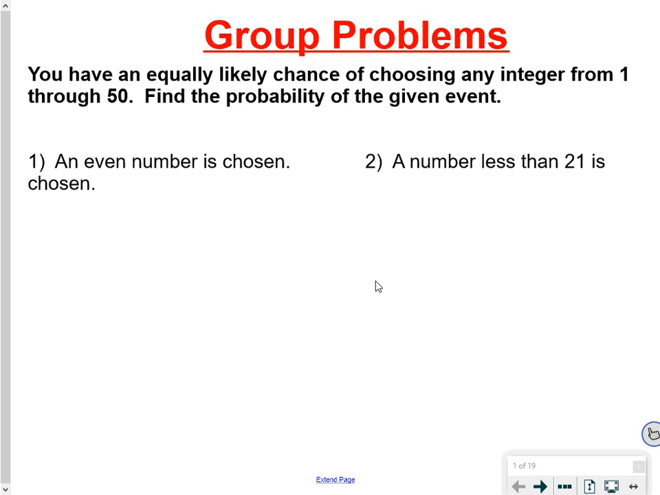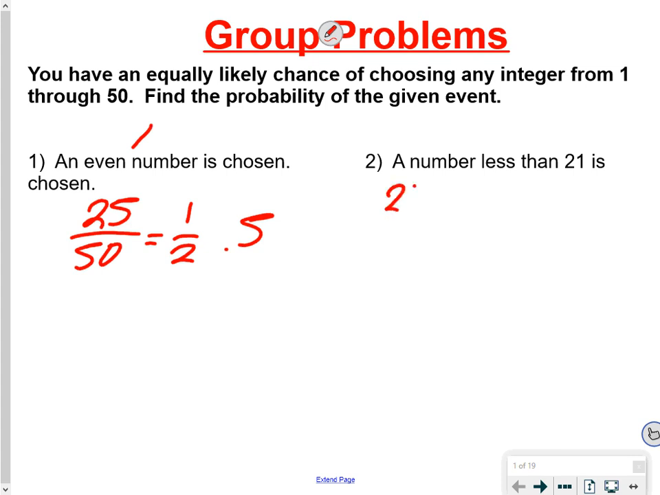Okay, so if we take a look at these two review problems, we want to find the probability that a randomly selected number between 1 and 50 is even. That's the amount of even numbers between 1 and 50, which is just going to be 1/2. So that's what we get when we simplify: 1/2, 0.5, or 50%. All right, for number 2, a number that is less than 21. That would be 1 through 20, so there's 20 numbers there, out of the 50. That's 2/5, which is 0.4, or 40%.